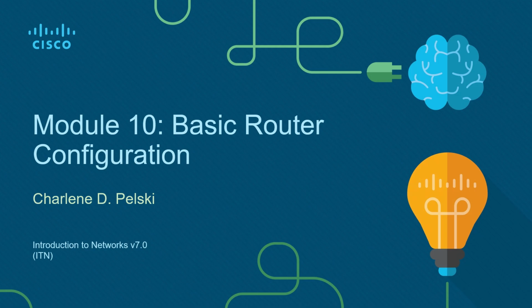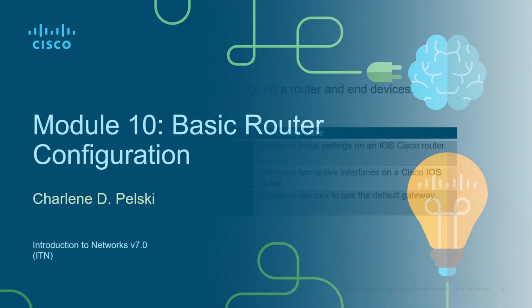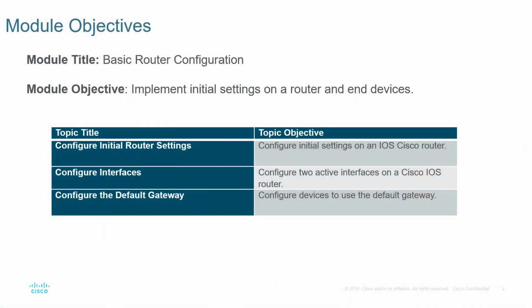But this is now going forward. So you learn about the device, much like we did our switches. And now our next lab is going to be going into the router and learning how to configure that router and make it function the way we want it to function. So basic router configuration. The main objective here is to implement initial settings on a router and end devices.